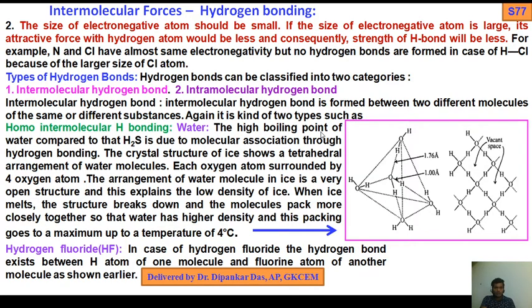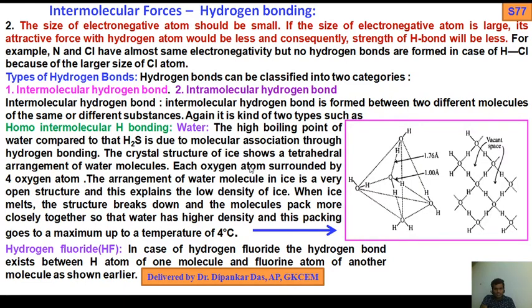The high boiling point of water, later we will discuss, compared to H2S is due to molecular association through hydrogen bonding. Due to this association, the crystal structure of ice shows a tetrahedral arrangement of water molecules. This is the tetrahedral arrangement.